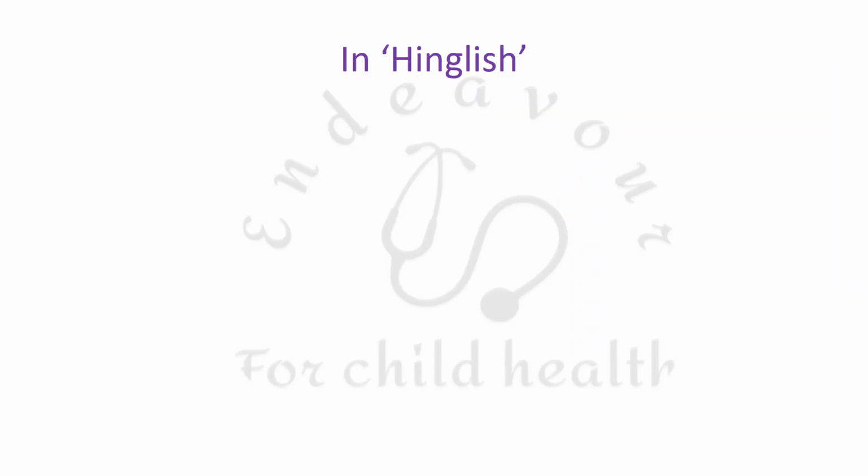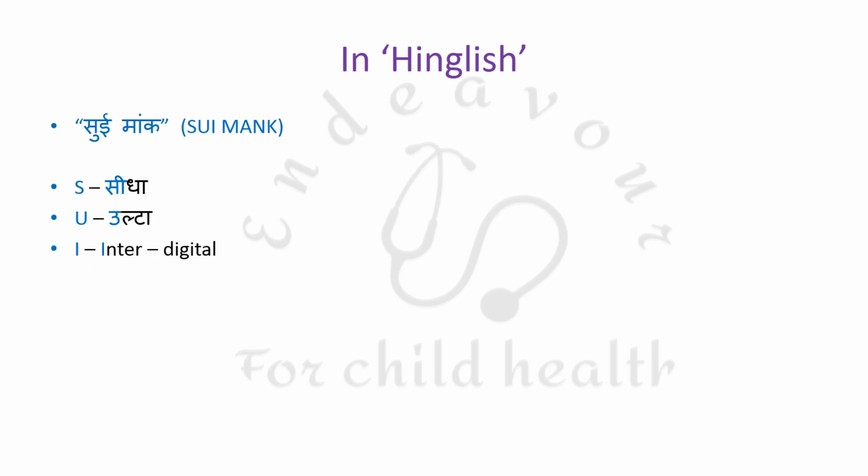English में मतलब आसानी से याद रखने के लिए, not in any definite order. The mnemonic is सुई मांग, where S is for सीधा, U is for उल्टा, I is for interdigital, that is between the fingers, M is for मुट्ठी, that is knuckles, A is for अंगूठा, N is for नाखून, and K is for कलाई.